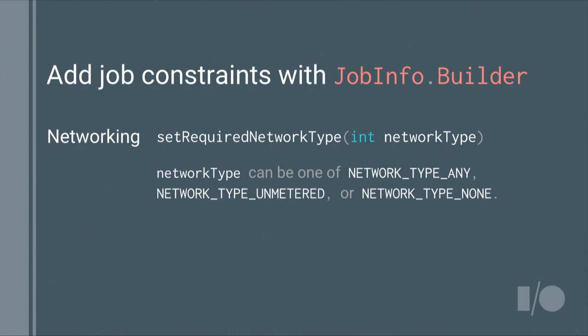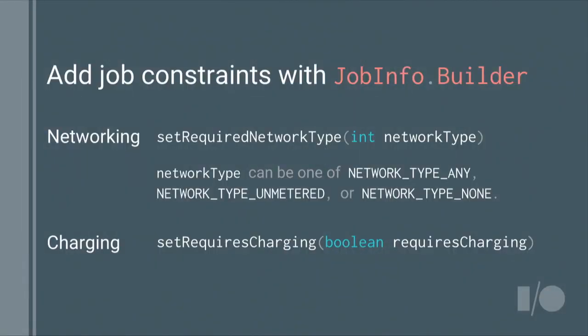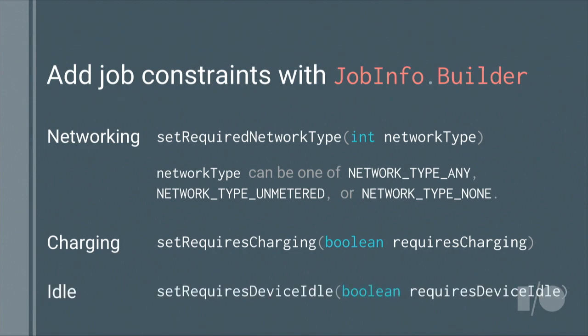To request networking, use the setRequiredNetworkType method and specify any or unmetered. Network type unmetered is appropriate choice for large data transfers, while network type any is more appropriate for smaller transfers. Note that in Wear 2.0, some low bandwidth networks like Bluetooth LE are considered metered. To schedule a task that requires the device to be on the charger, use the setRequiresCharging method, or to be currently idle by calling the setRequiresDeviceIdle method. Using both of these together can be useful for lower priority background work or synchronization.